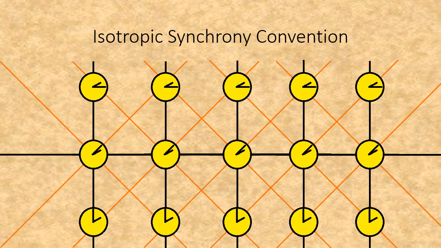In the Isotropic Synchrony Convention, clocks are synchronized across space and not time, such that any time you look at a distant object, you are looking into the past. This also means that what is considered to be happening now in distant parts of the universe is totally inaccessible.